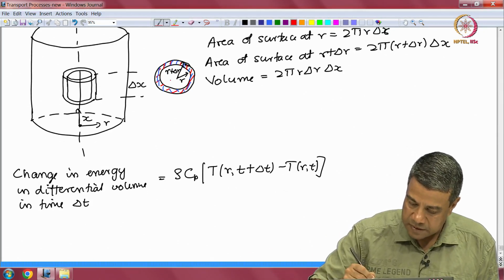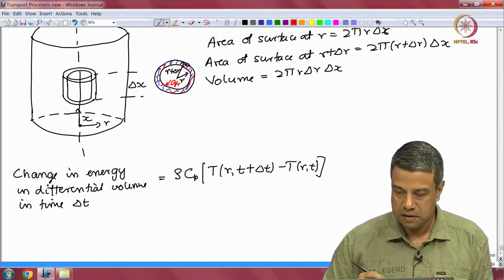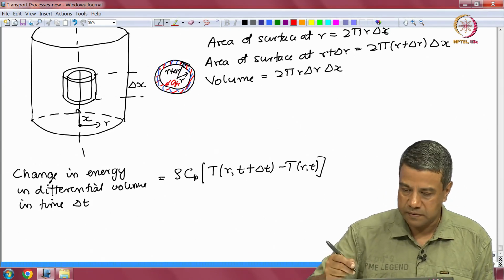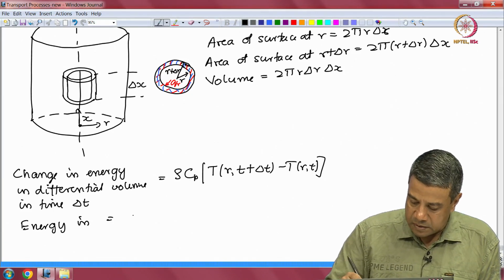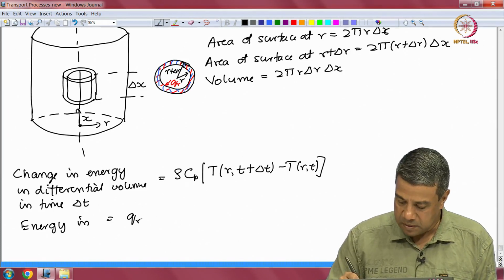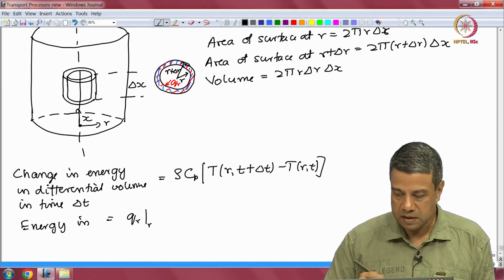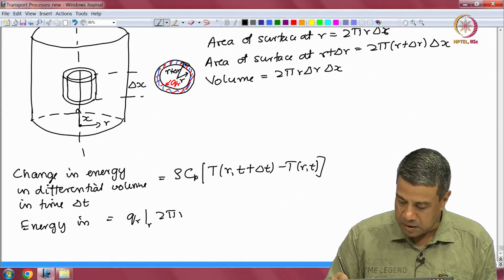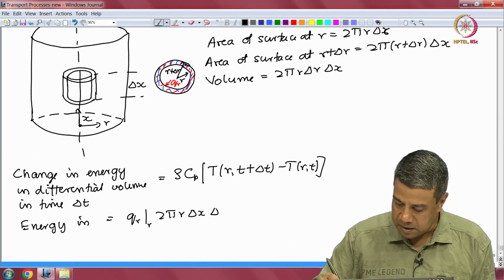Energy in at the surface at r is q_r at the surface at r. The energy that is coming in at the surface at r is equal to the flux, which is energy per unit area per unit time at the location r, into the area. Area of the inner cylinder is 2 pi r delta x, times delta t.